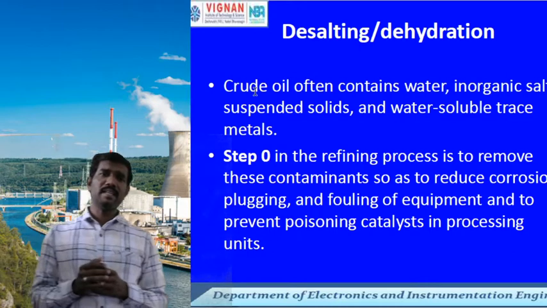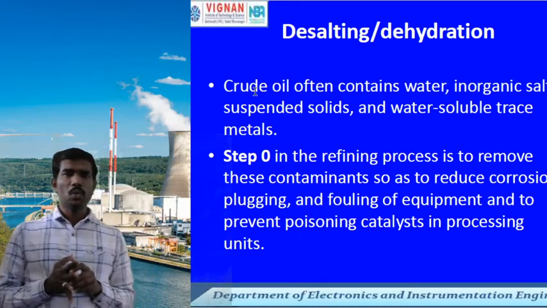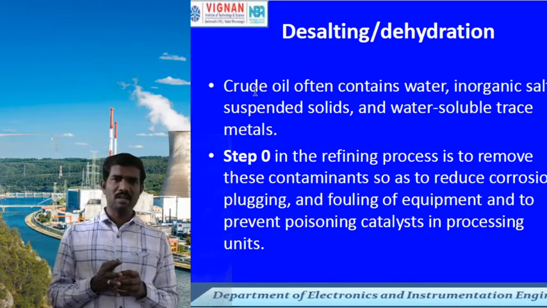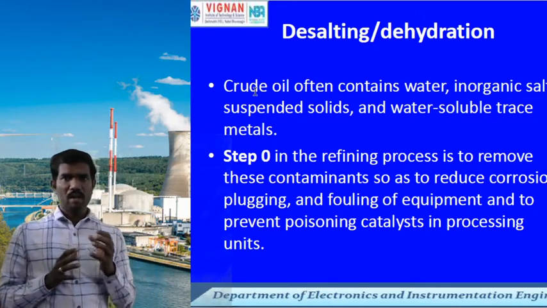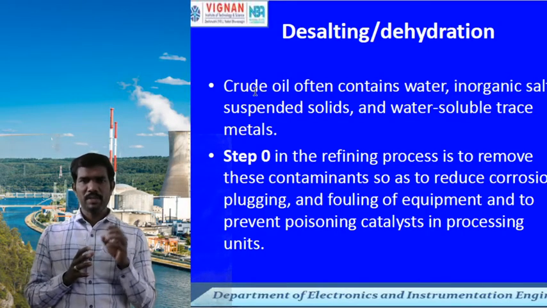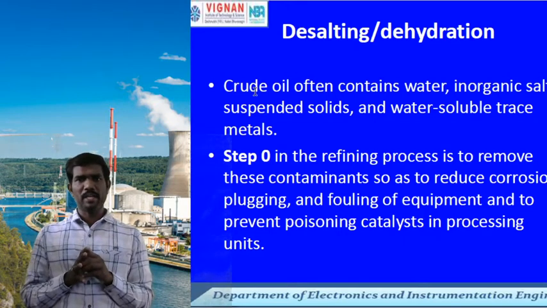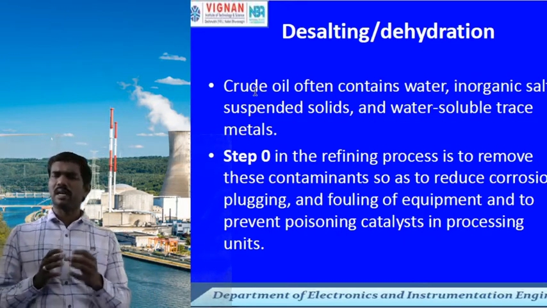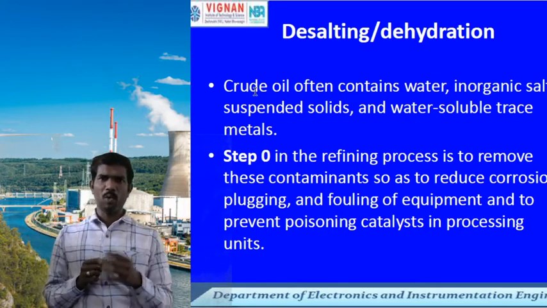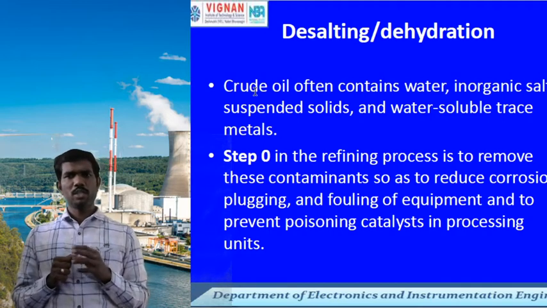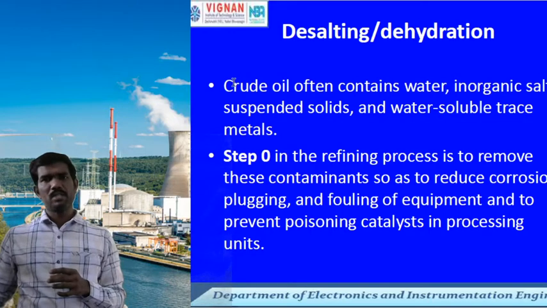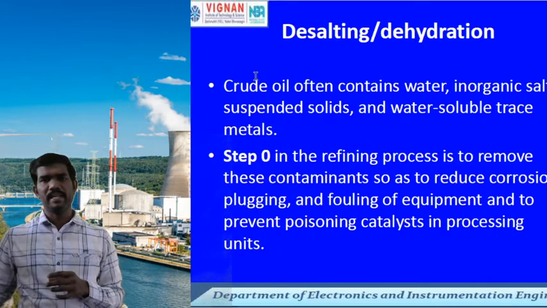In desalting and dehydration, the crude oil contains water, inorganic salt, suspended solids, and water soluble traces also. The starting step of the refining process is to remove all the contaminants, to reduce corrosion, plugging, and fouling of equipment, and also to prevent the poisoning of catalyst in processing units. So that is the first step of desalting and dehydration.